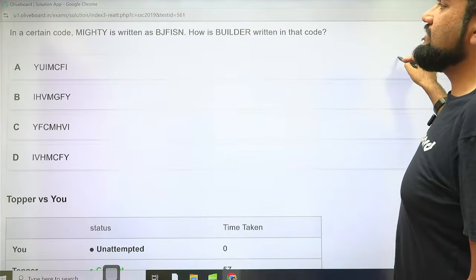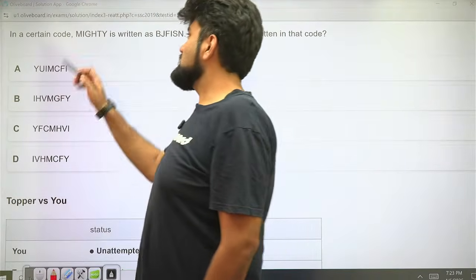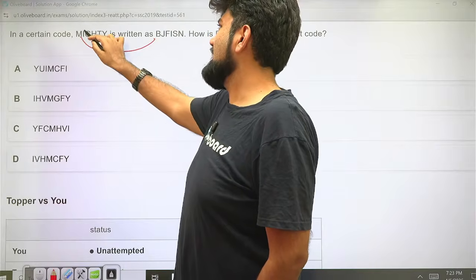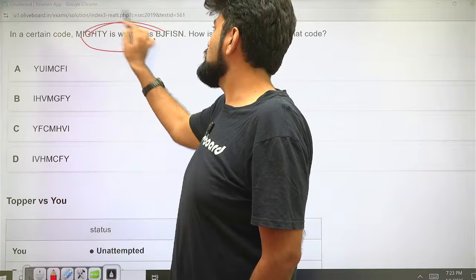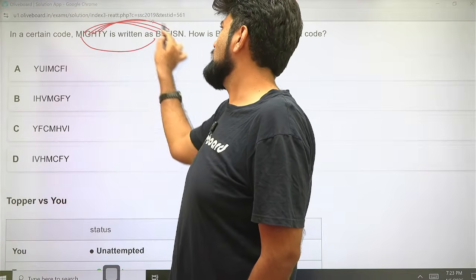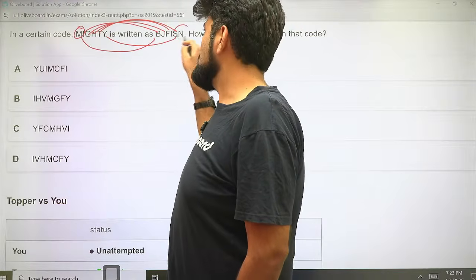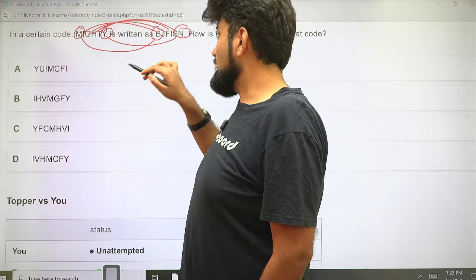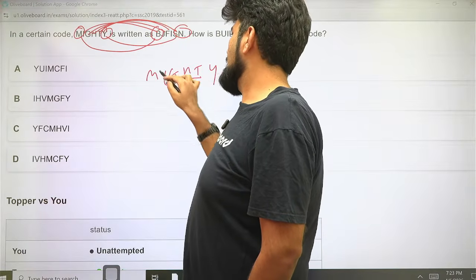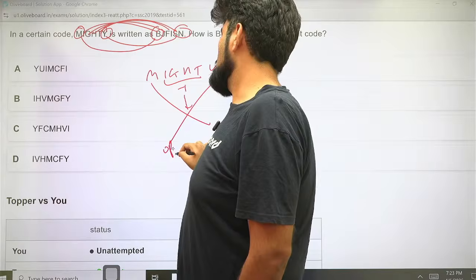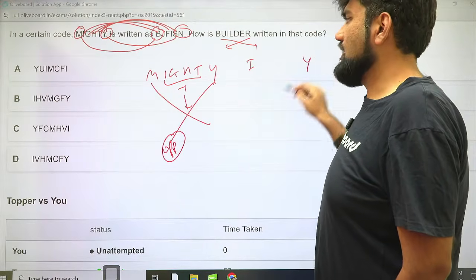Next, MIGHTY is written as this, BUILDER is written as what? Okay, observe carefully. Firstly, we'll go from M to B, no sense. But then I to J plus 1, G to F minus 1, H to I, sorry, minus 1, T to S minus 1, Y and N make no sense. Then instantly you see M and N make sense and Y and B make sense. So what is happening here? M, I, G, H, T, Y: this is minus 1 and these two are exchanged as opposites, reverse. So BUILDER will be starting with I, ending with Y.